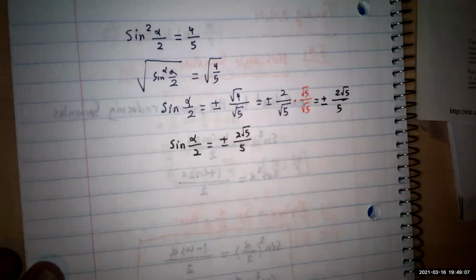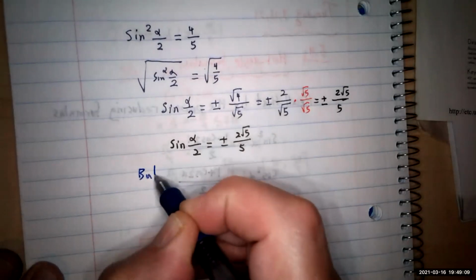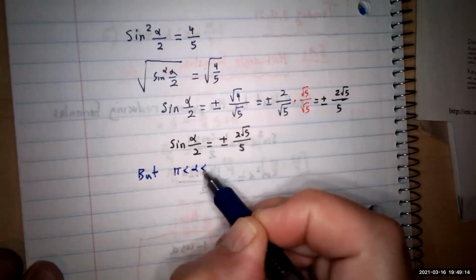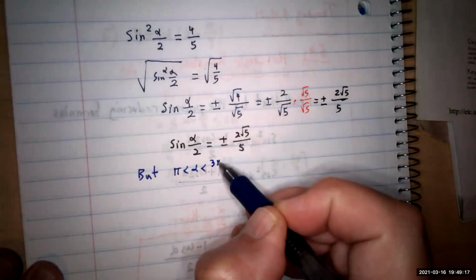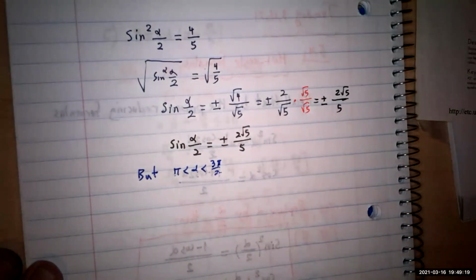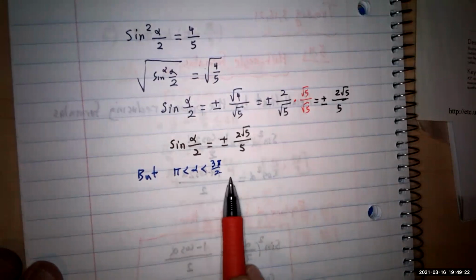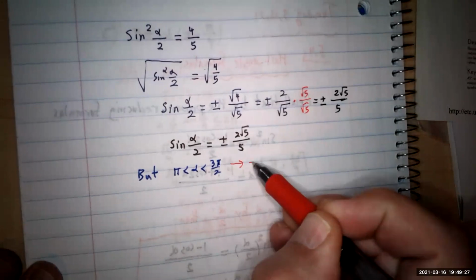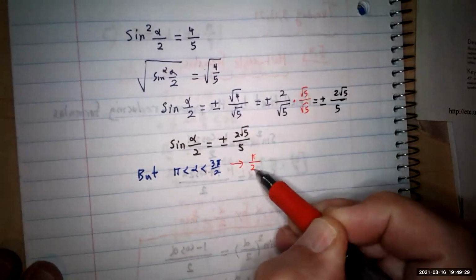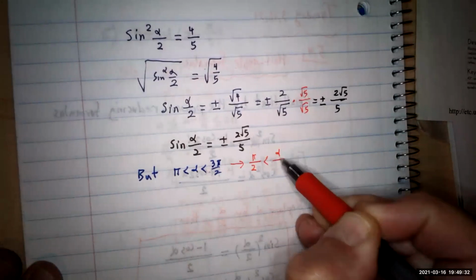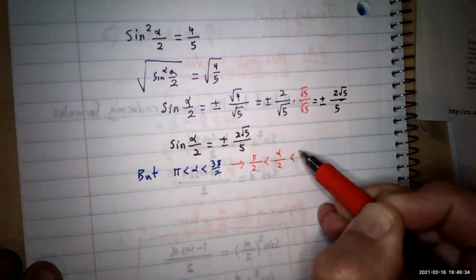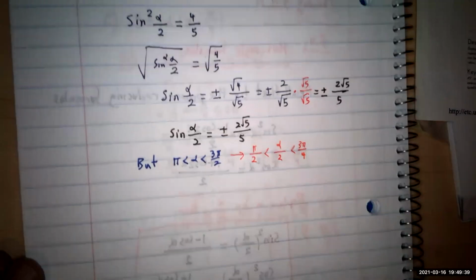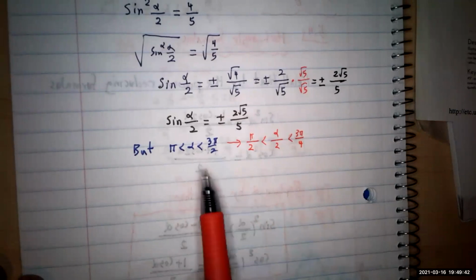You say, oh, bad. This is where some people miss it. Alpha is in the third, yes, but you want to use alpha half. So you divide everything by 2. If you divide everything by 2, that gives you pi half, that gives you alpha half, and this would be what? Would be 3/4. So we divide everything by 2.